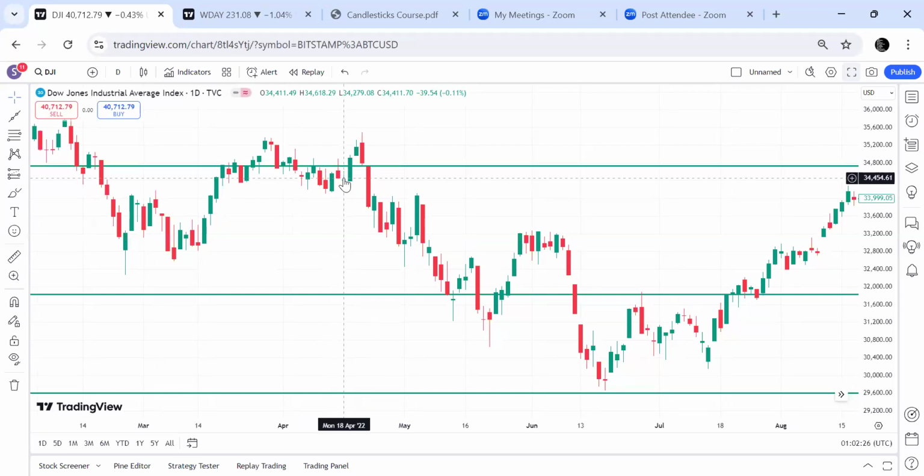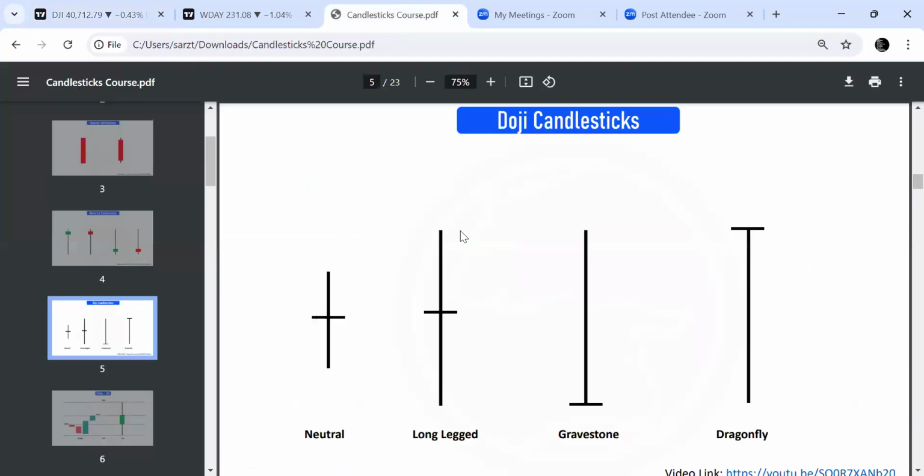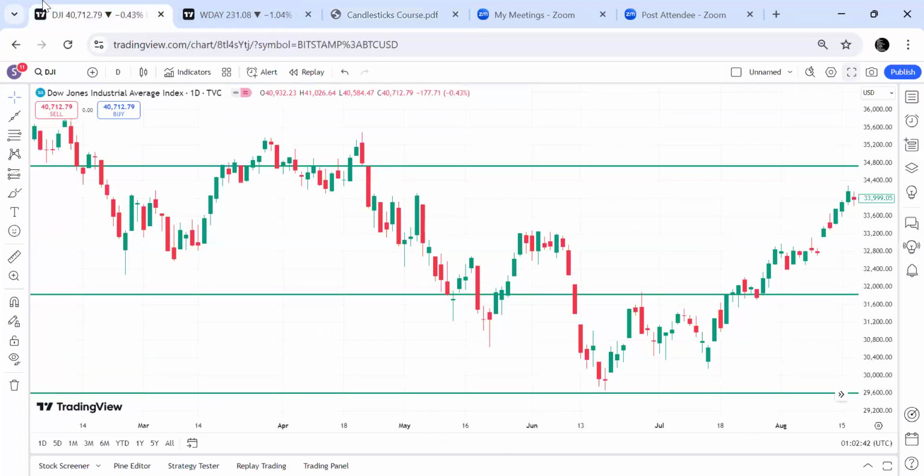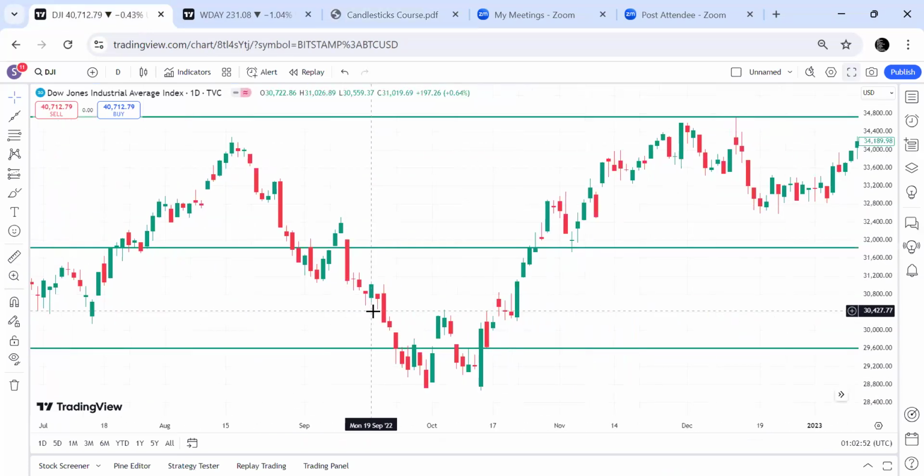Then we have the long-legged doji. The long-legged doji is also neutral, but it is somewhat bigger in size, while the plain neutral doji is somewhat smaller. This doji has long wicks on both sides, showing that prices moved significantly in both directions but closed nearly at the open.